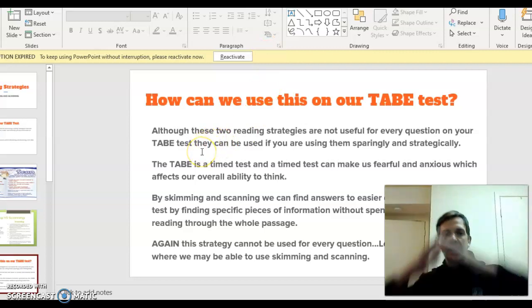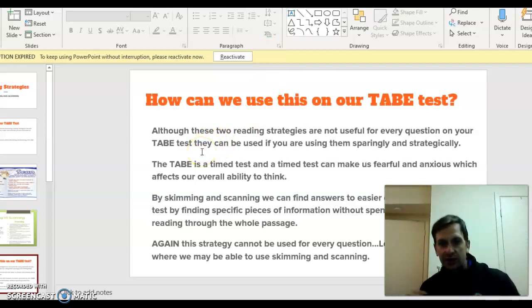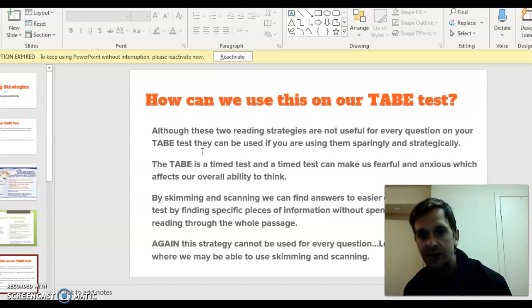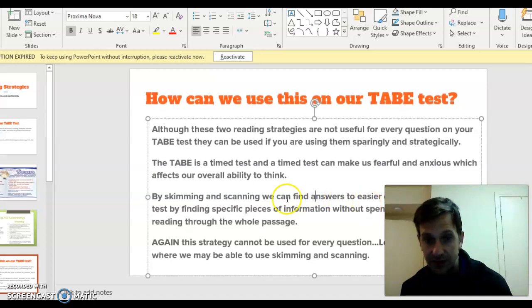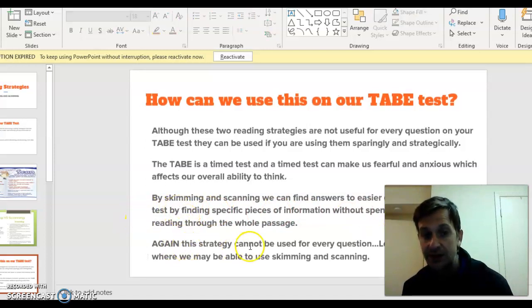So how can we use this on our TAPE test? Although these two strategies are not useful for every question on your TAPE test, they can be used if you're using them sparingly and strategically. A TAPE is a timed test, and a timed test can make us fearful and anxious, which affects our overall ability to think. I know when I'm in a time crunch, I've got to slow down and remember to think. By skimming and scanning, you can find answers to easier questions on a TAPE test by finding a specific piece of information without spending extra time reading through the whole passage. Again, this reading strategy cannot be used for every question. So let's take a look at where we may be able to use skimming and scanning.